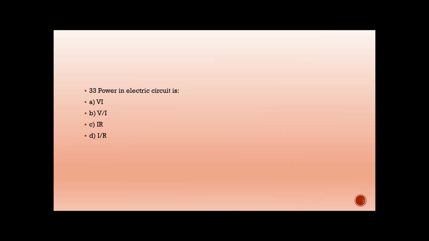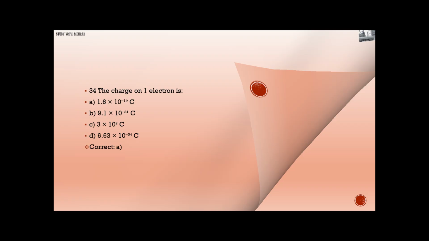Power in an electric circuit is VI, V divided by I, IR, or I divided by R. So the answer is VI. Electric power equals voltage multiplied by current. Charge on one electron is 1.6 multiplied by 10 raised to the power minus 19 coulomb, 9.1 multiplied by 10 raised to the power minus 31 coulomb, 3 multiplied by 10 raised to the power 8 coulomb, 6.63 multiplied by 10 raised to the power minus 34 coulomb. So the answer is 1.6 multiplied by 10 raised to the power minus 19 coulomb. This is the fundamental charge of an electron.